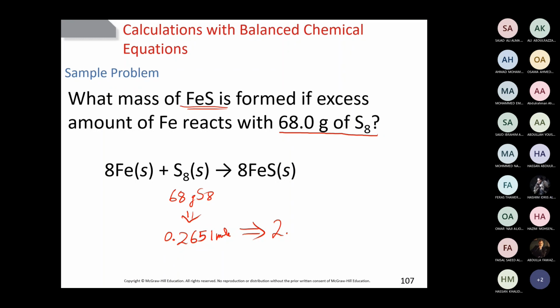2.120. Good. Mole. How can you change this to gram? Times the molar mass of FeS. Go ahead. Give me the answer. I need that final answer.